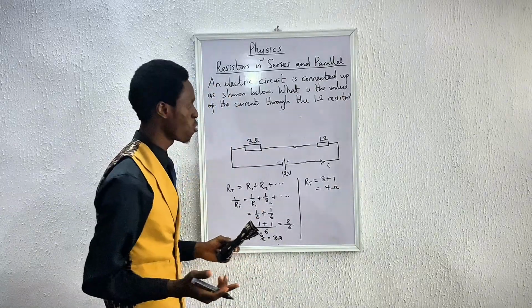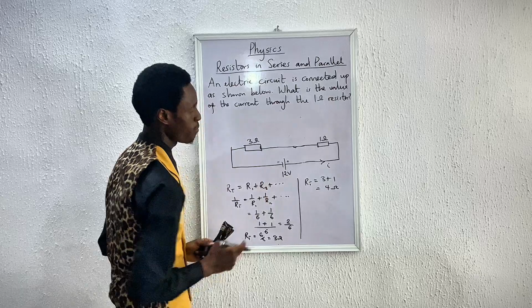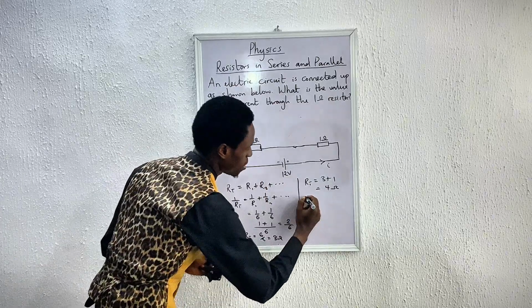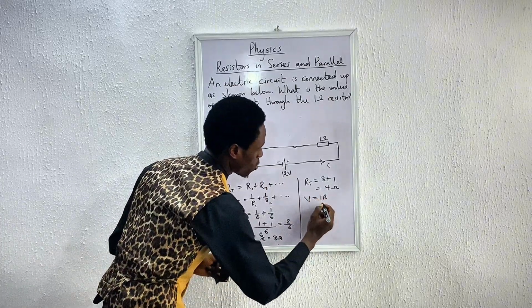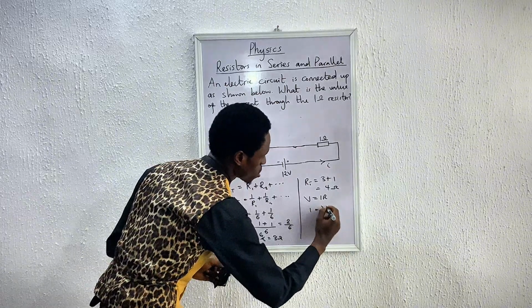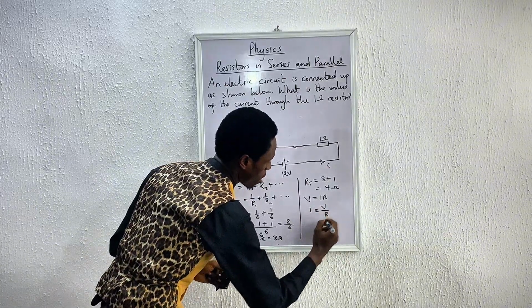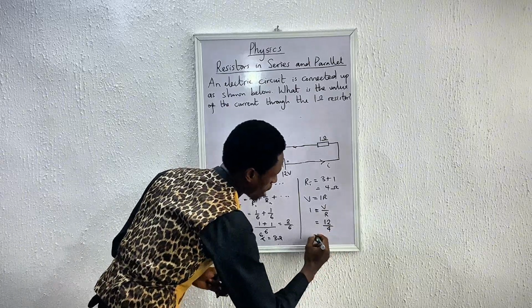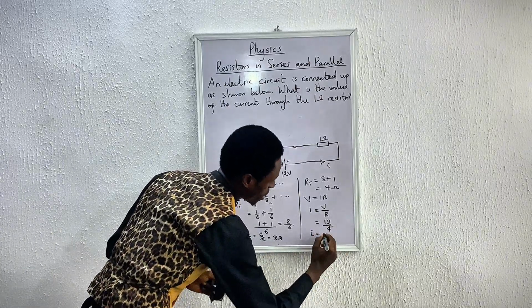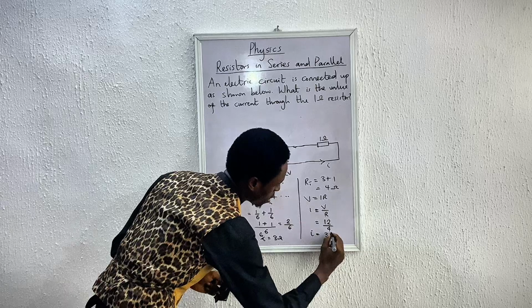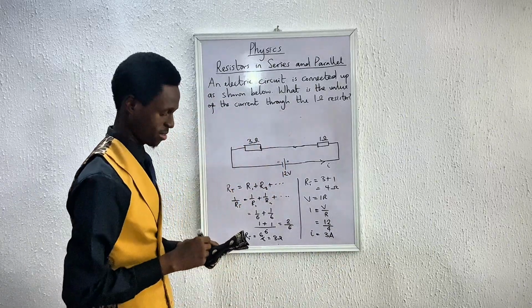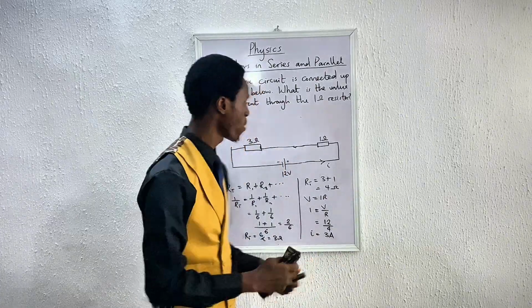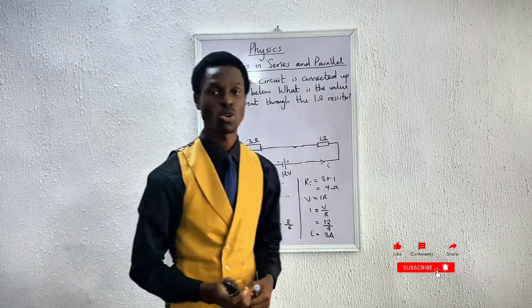Now, according to Ohm's law, we have our voltage as 12. V equals IR. We are looking for I. I is equal to V over R, and that is 12 divided by 4. Our current flowing through there is equal to 3 amperes. 3 amps. So that's the current flowing through the 1 ohm resistor.